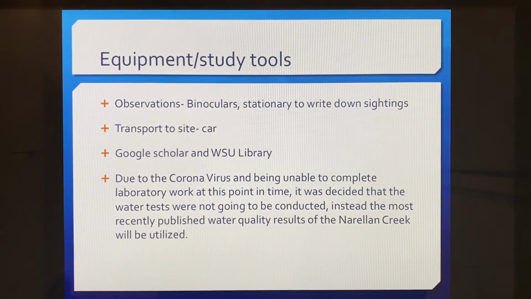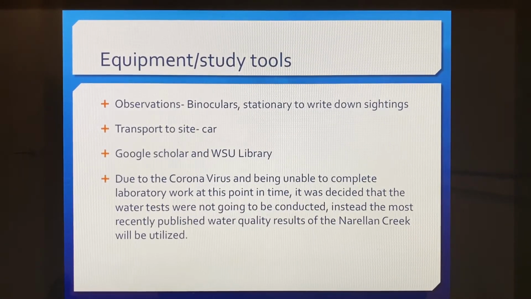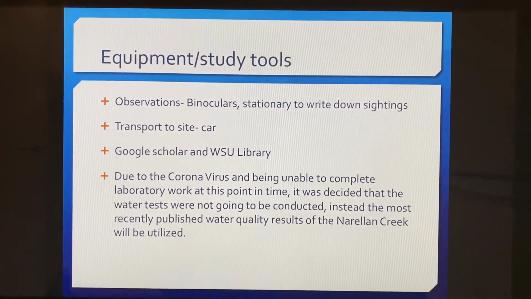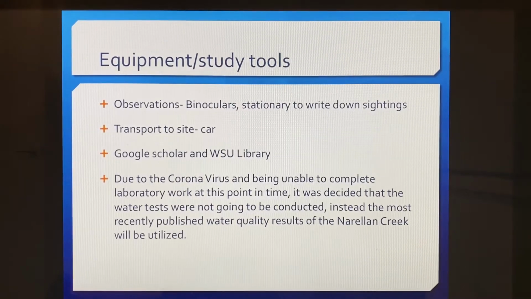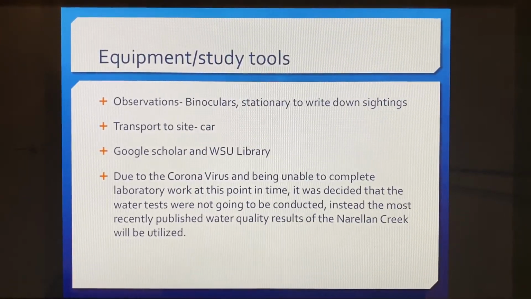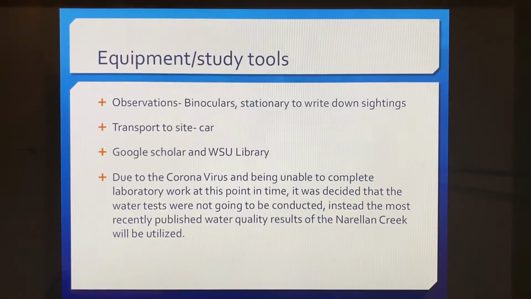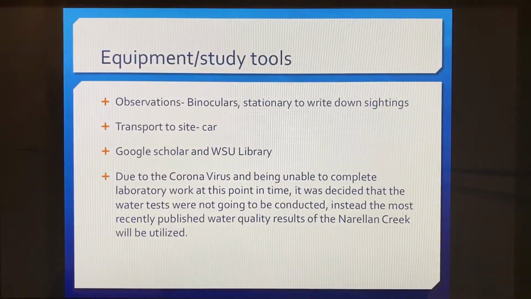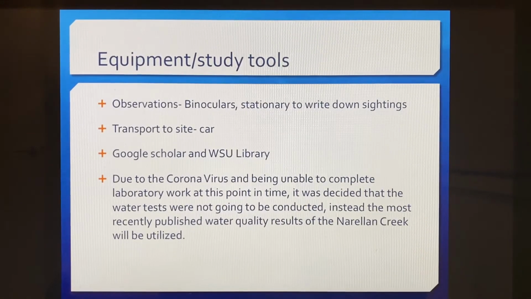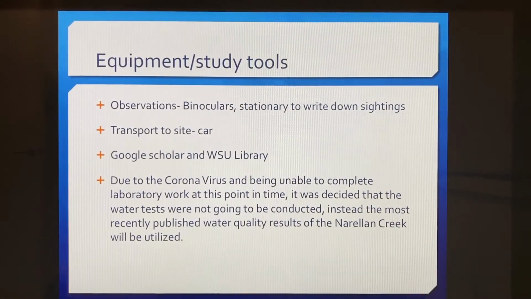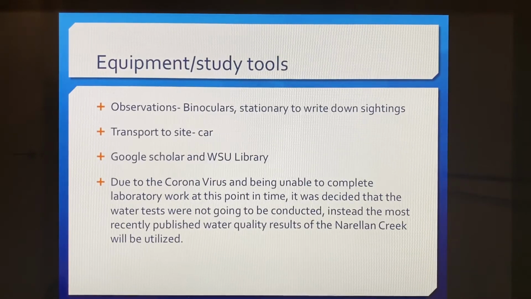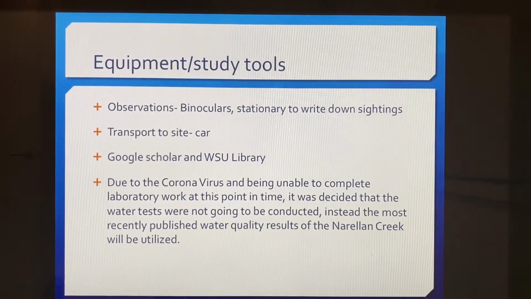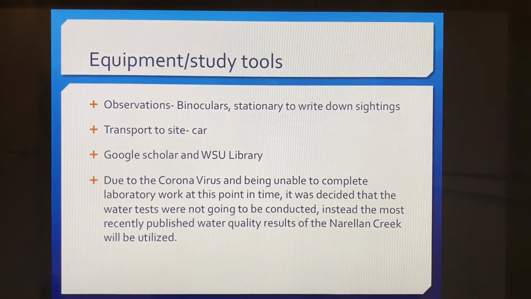This study does not require a great deal of equipment to complete it. This is due to being limited by the coronavirus at the current time. Therefore, the decision was made to no longer do the water samples due to accurate testing being unavailable. The observations will only require transport to the site and a pair of binoculars for better viewing. A field guide may also be used if there is difficulty in identifying the species cited. In terms of the literary resources required and studied, the WSU library is used in order to collect and examine these previous experiments.